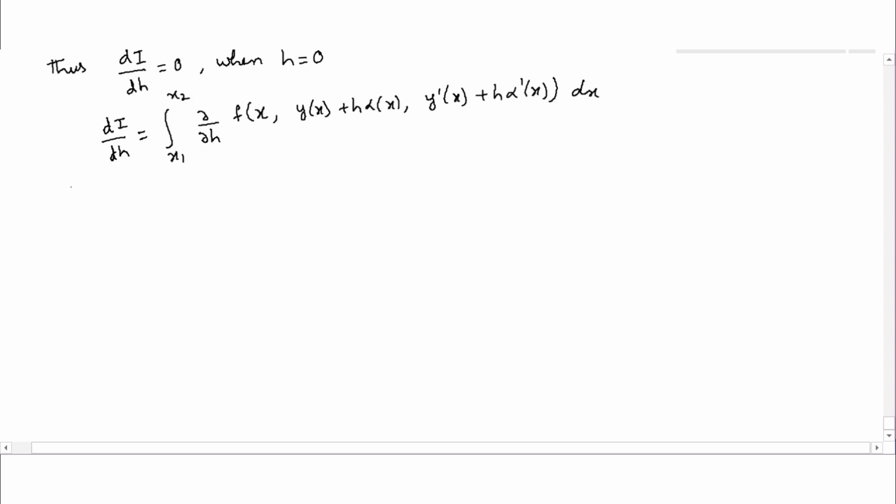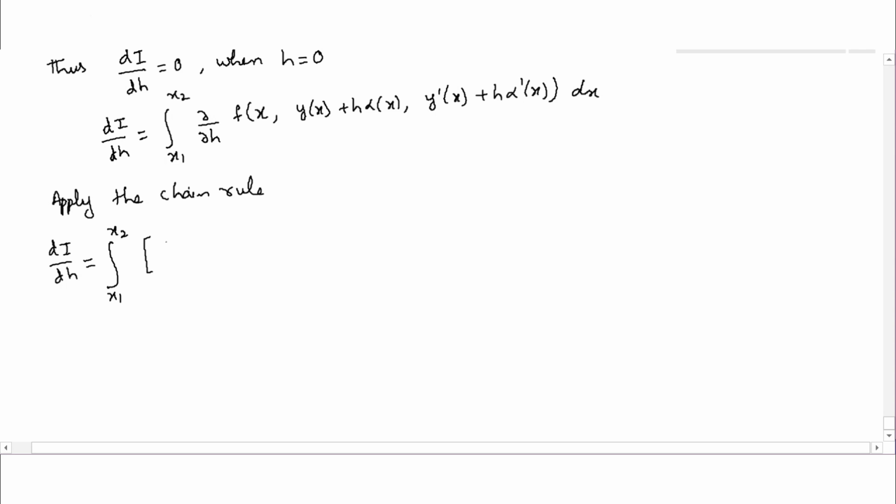Because I need to differentiate this under the integral sign, there are different variables like x, y and y dash. Therefore, I'll apply the chain rule. So let us apply the chain rule. This dI by dh will remain as it is: dI by dh is equal to the integral of x1 to x2.